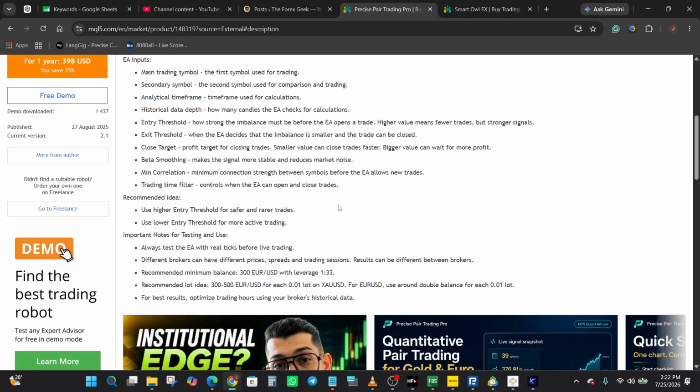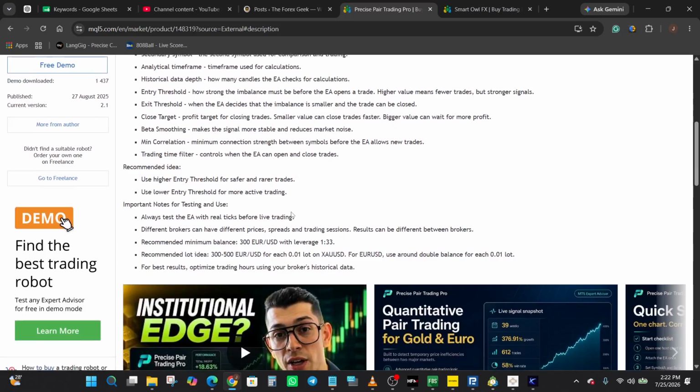Now, on the requirements, the page recommends testing with real ticks before going live, and it's upfront that different brokers can produce different results due to price, spread, and session differences. Recommended minimum balance is 300 euro or USD with 1:33 leverage, and for lot sizing, the guidance is roughly 300 to 500 euro or USD per 0.01 lot on gold, or about double that balance per 0.01 lot on euro USD.